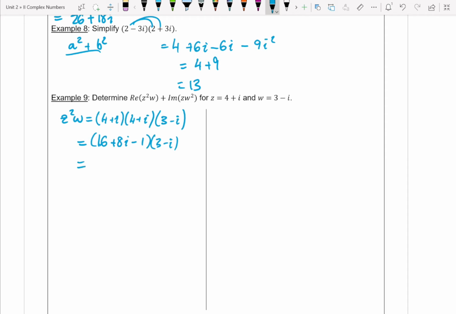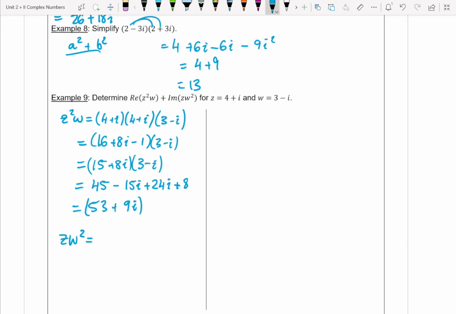So I'm skipping a couple steps here because we're getting more comfortable, times 3 minus i. So turning this into a plus bi is going to give us 15 plus 8i times 3 minus i. So in this case, we're going to get 45. We're going to get minus 15i plus 24i minus 8i squared, which is plus 8. So this is going to give us 53 plus 9i. I believe. Yes, 9. So that is our z squared w. Now we need to find our zw squared.